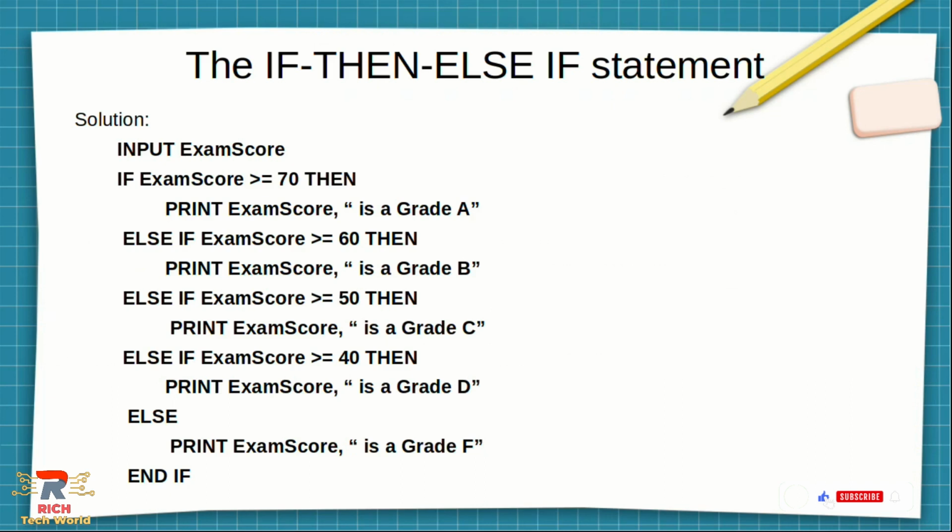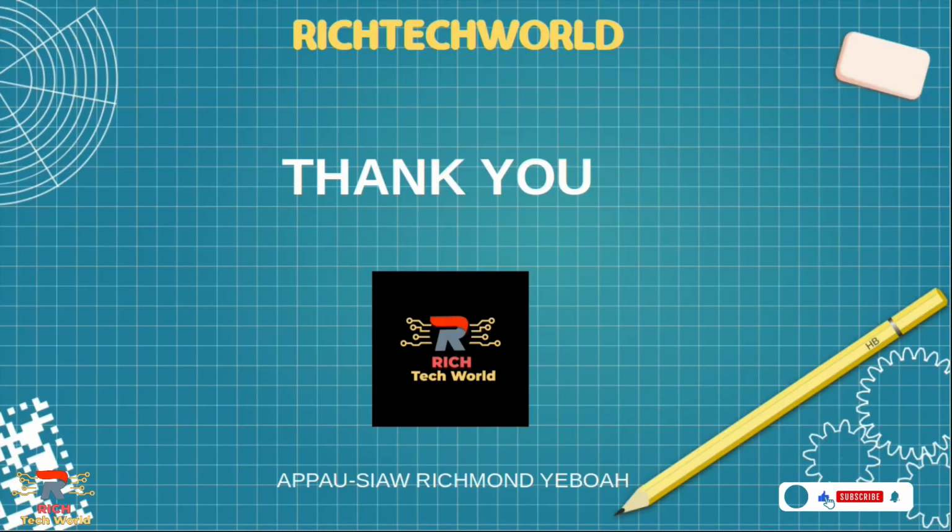So basically these are the control structures we'll be discussing today. In our next tutorial, we will talk about the looping control structures, which are the while loop, the for loop, the do while, and the repeat until loop.